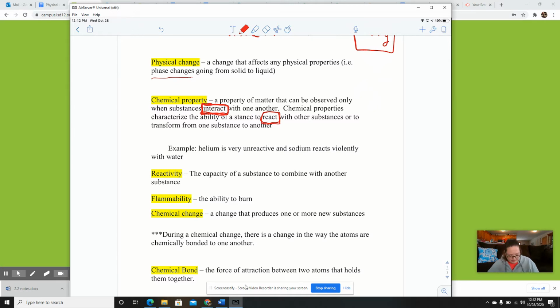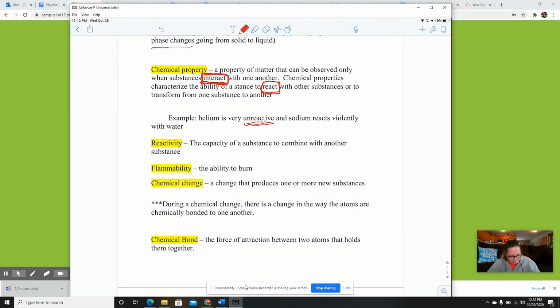Okay. Example, helium is very unreactive. That's why we put it in our balloons, because it does not react with anything around us. So it's very good for balloons. Sodium, on the other hand, just pure sodium, is very, very reactive with water. It is so reactive, actually, that it will react with the water vapor that is in the air, so it has to be stored under mineral oil so that it does not react with the water vapor in the air, because it is so violent with water.